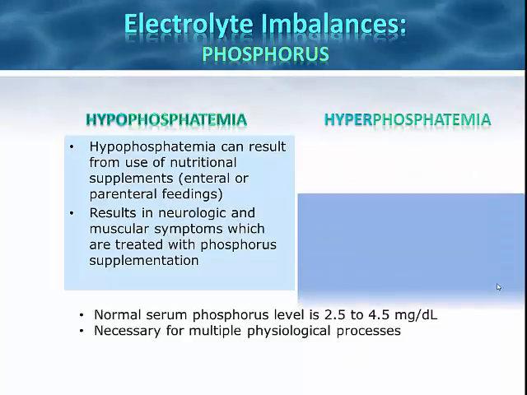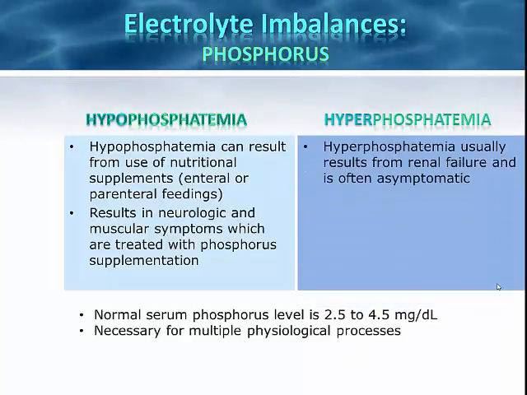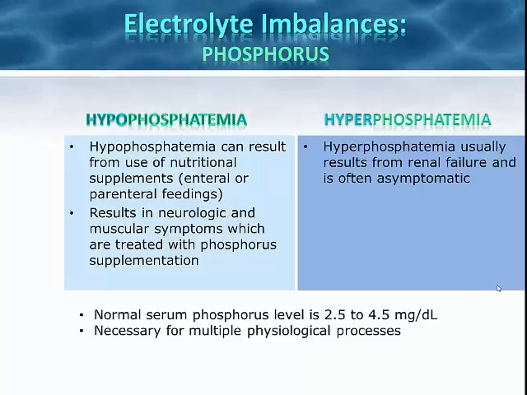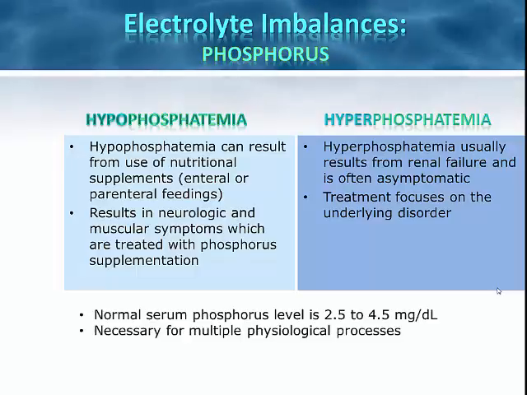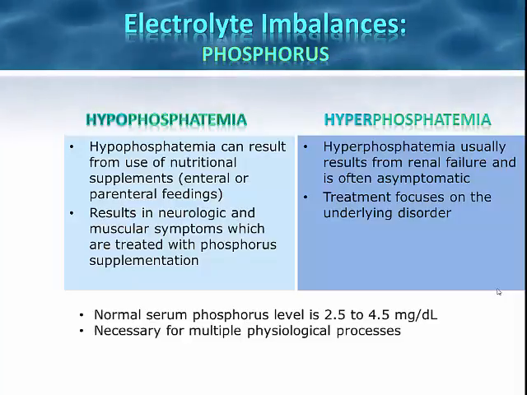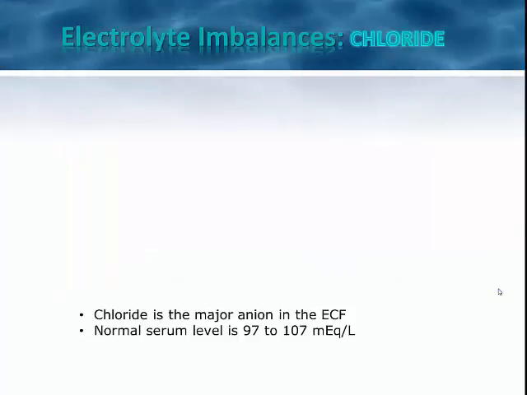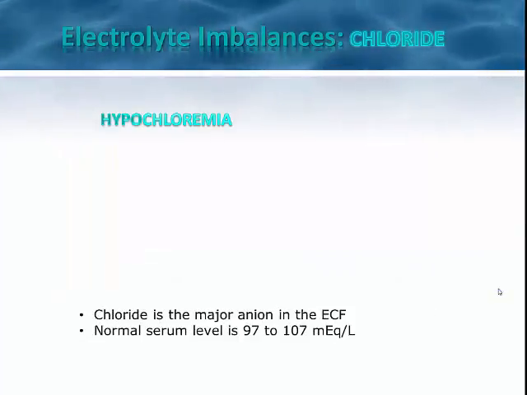For hyperphosphatemia, it's usually a result of renal failure, and it's pretty much asymptomatic. If you have it, you treat the underlying causes. So not that these electrolytes are not important, but most of them are associated with other systems, and that's why we're going over it this way.